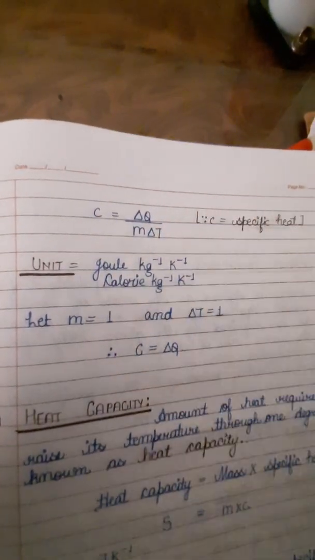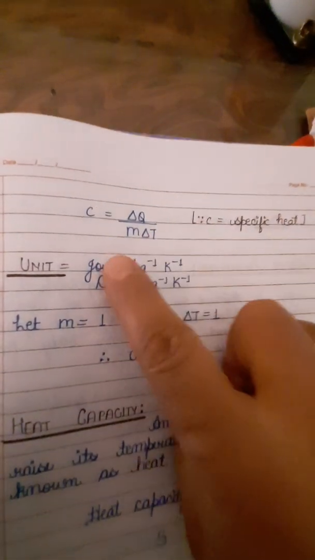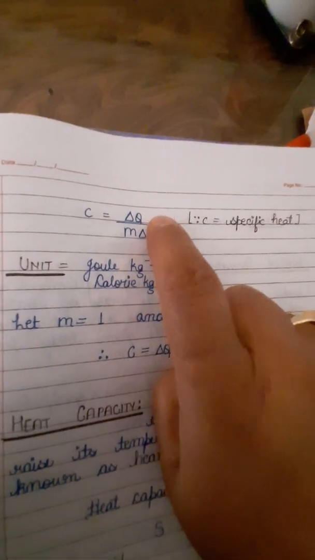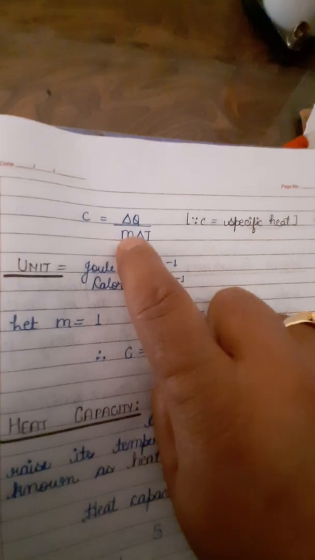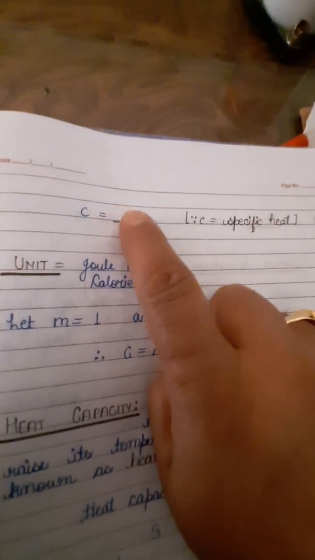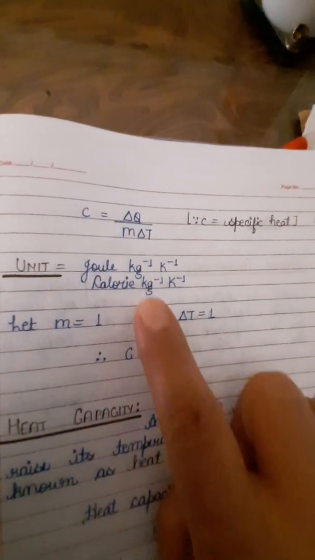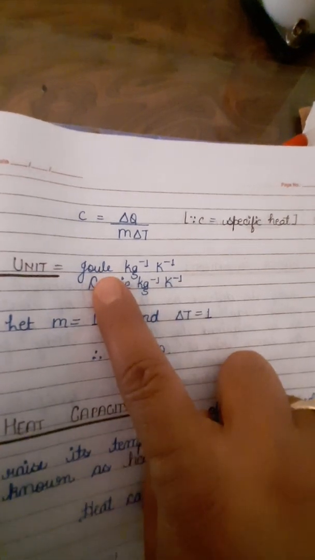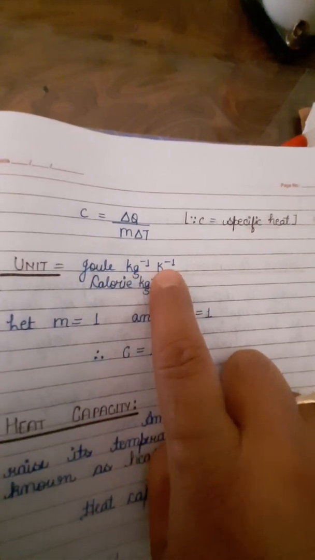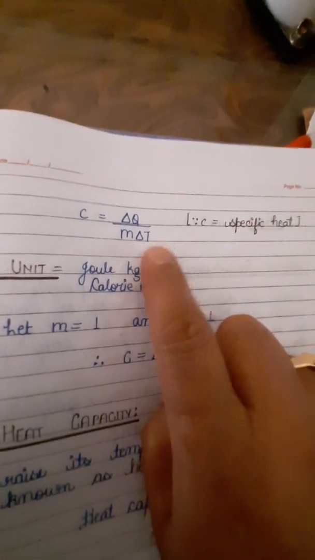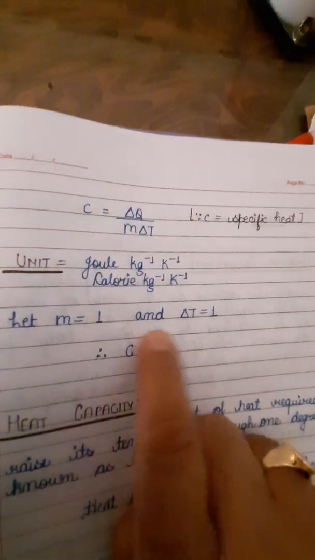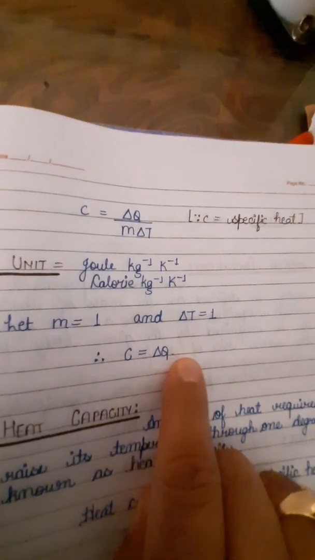So from here I can define specific heat. Specific heat is that amount of heat which is required to raise the temperature by unity of unit mass. If M is 1, delta T is 1, so delta Q is equal to C. So its unit is joule kg^-1 Kelvin^-1, or calorie kg^-1 Kelvin^-1. This is the unit of specific heat. Suppose M is equal to 1, delta T is equal to 1, so C is equal to delta Q.